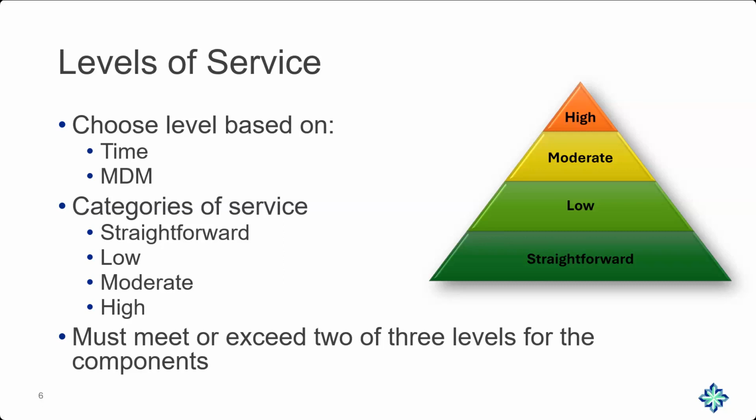When you're selecting your level of service, most categories of services are going to have four levels: straightforward, low, moderate, and high. While most of them have four, you are going to notice in the CPT that some only have three, and that is because they've combined low and straightforward. They're maybe very, very similar. There's no need for that second one.